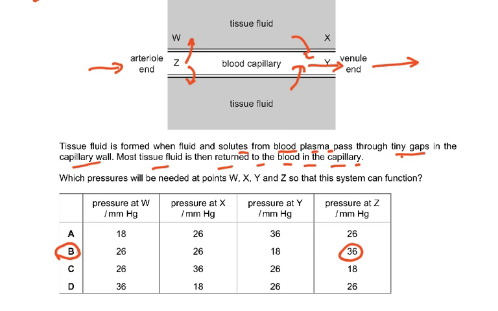Then of course the pressure at W is the same as X. Yeah, makes sense. W is the same as X, and then Y is less, because by that time it's going towards the venous end.